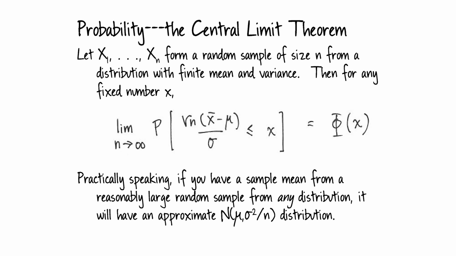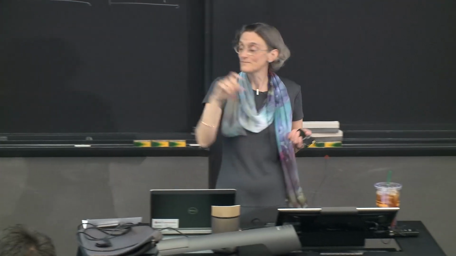Practically speaking, what does this mean? If you have a sample mean from a reasonably large random sample from any distribution that isn't just a crazy distribution, it will have an approximate normal distribution, and its mean, which we already calculated, is mu, and its variance is sigma squared over n. So the central limit theorem tells us this very powerful piece of information. We calculated this a few minutes ago: the sample mean has mean mu, variance sigma squared over n. The central limit theorem tells us that if our sample size is large enough, it's going to be approximately normal.